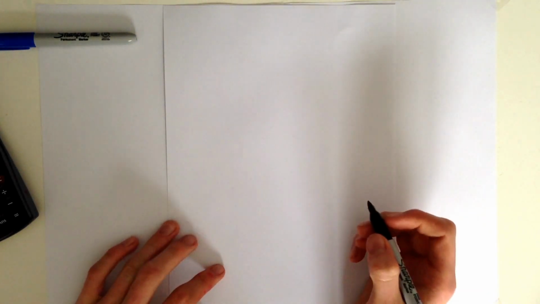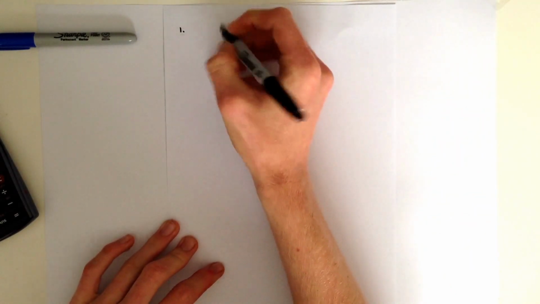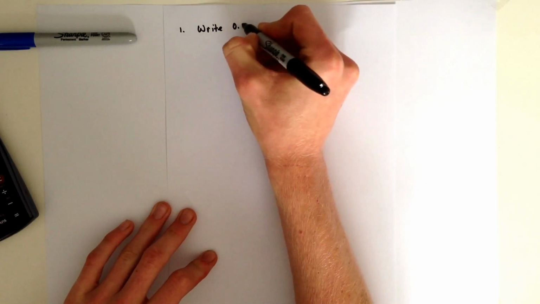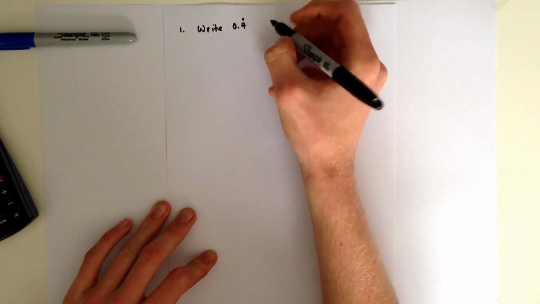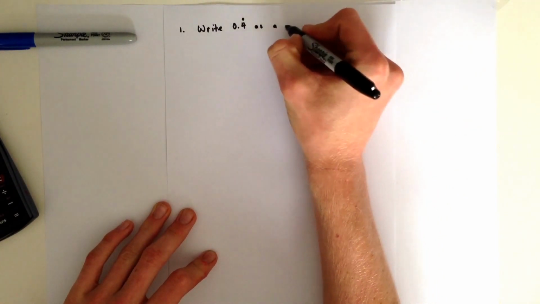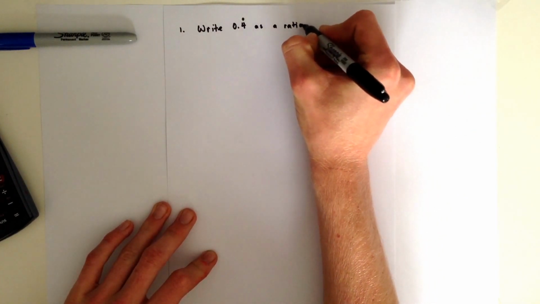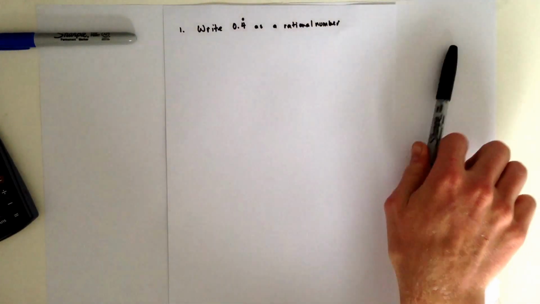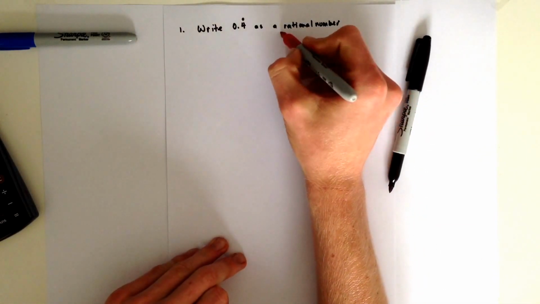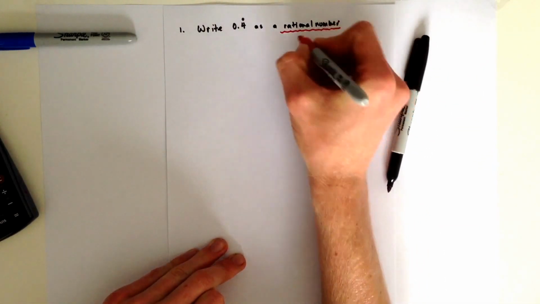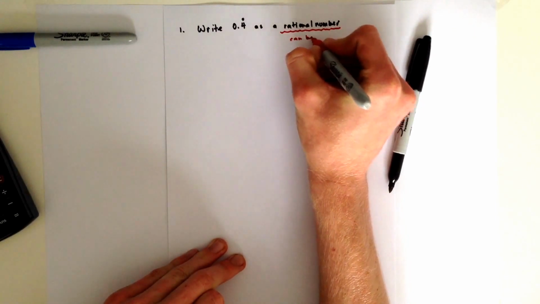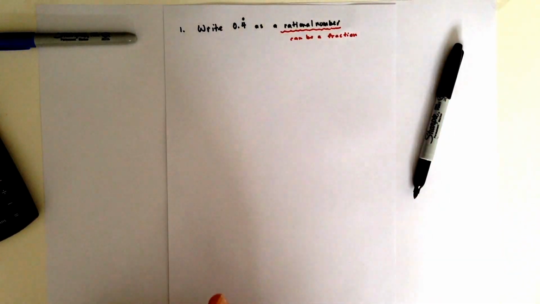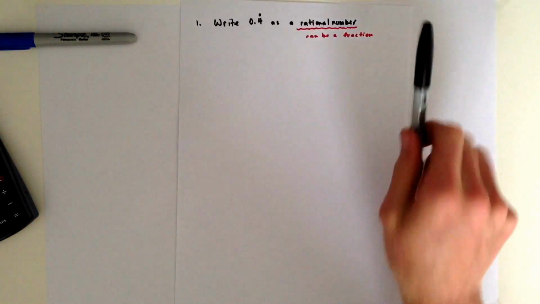So for example, if we have: write 0.4 repeater as a rational number. Well, this rational number can be a fraction. So we've got to write 0.4 repeater as a fraction.